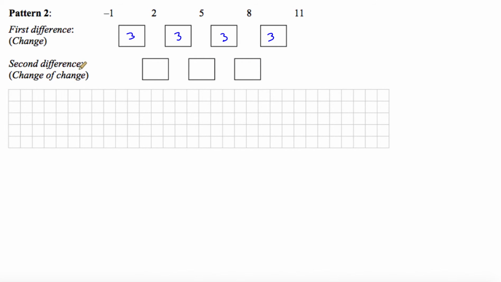So when we're looking at the second difference now, to go from 3 to 3 there's no jump, or in other words a jump of 0, 3 to 3, 0, and 3 to 3, another 0. So we filled in the boxes for pattern 2.